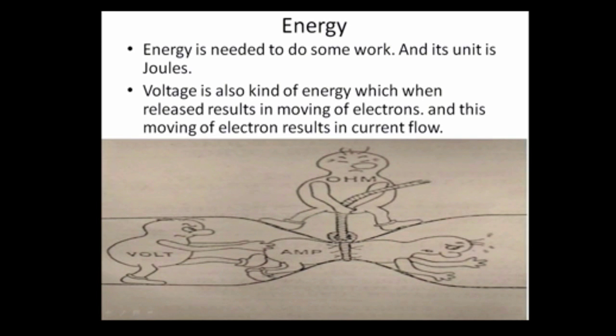Energy is needed to do some work and its unit is joule. In the concept of voltage, energy is needed to do some work, meaning energy is needed to move charges from one point to the other point. Some energy is required to move the charge, that is the electron, inside the conductor from one point to the other point. So that energy is provided by the voltage. Voltage is also a kind of energy which, when released, results in moving of electrons, and this moving of electrons results in current flow.